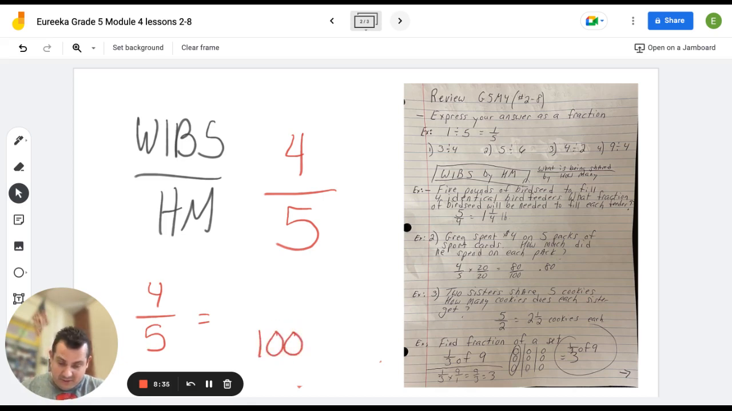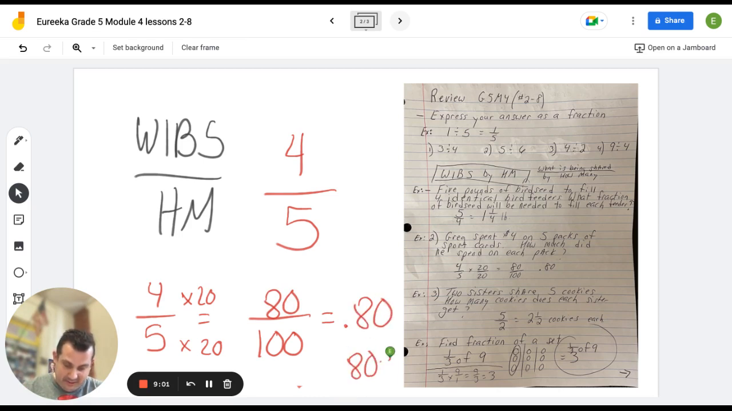100 cents in a dollar. So how do I get to 100 cents? Well, 5 times 20 gets me to 100. Let me wait until the screen catches up. And then I do 4 times 20 and that gives me 80. And 80 hundredths of a dollar equals 80 cents. So it would be 0.80 or 80 cents. Okay, that's example 2.